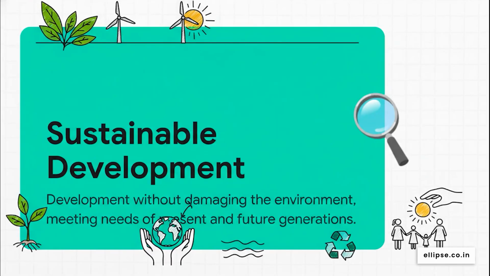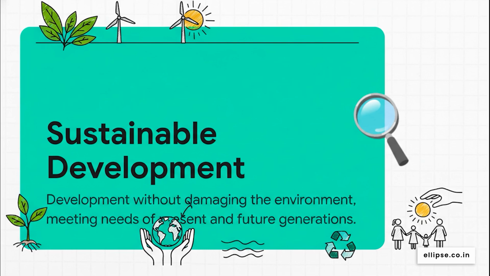So, how do we fix this mess? The answer is a really, really important idea called sustainable development. All it means is this: we should develop in a way that doesn't wreck the environment, and we shouldn't use up everything so that there's nothing left for future generations. It's about balancing our needs today with their needs tomorrow. You absolutely have to know this definition for your exams.